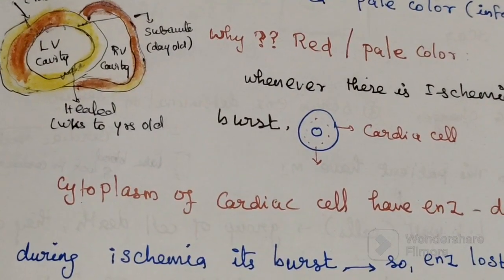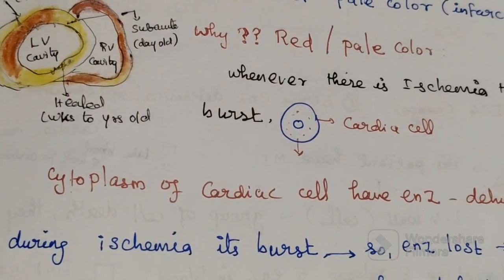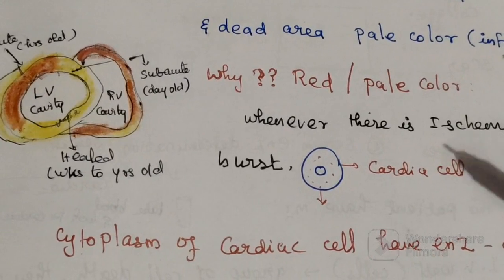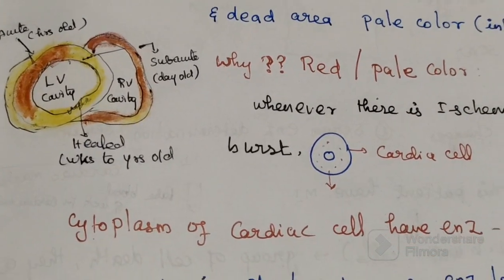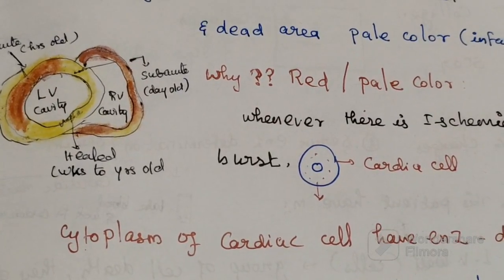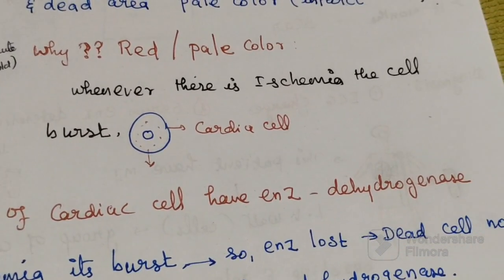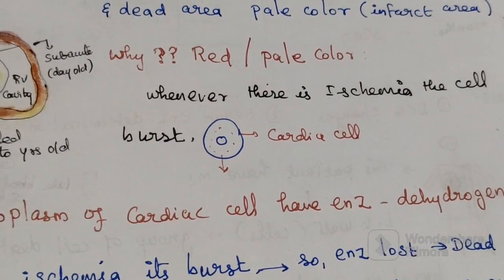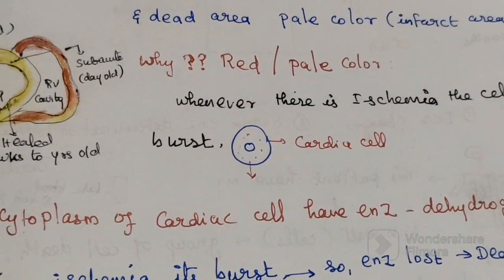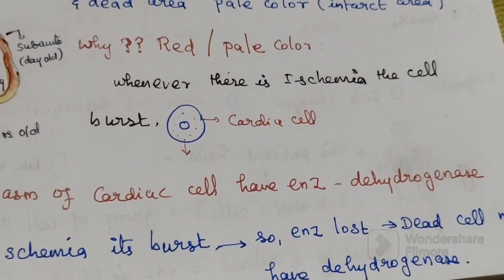Why is the viable area red and the non-viable area pale? Whenever there is ischemia, the cell bursts. This is the cardiac cell. It has a nucleus. It has an enzyme in the cytoplasm, called dehydrogenase enzyme. During ischemia, the cell bursts, so dehydrogenase enzyme is lost. So a dead cell does not have dehydrogenase enzyme. The viable cell has dehydrogenase.